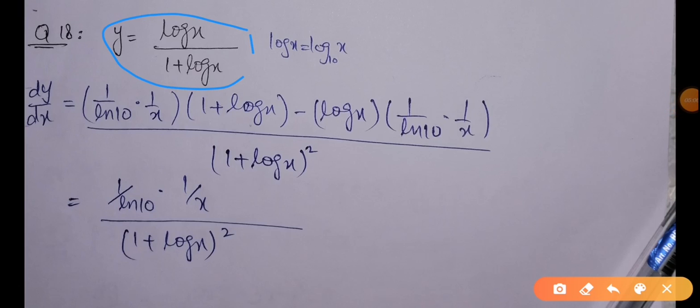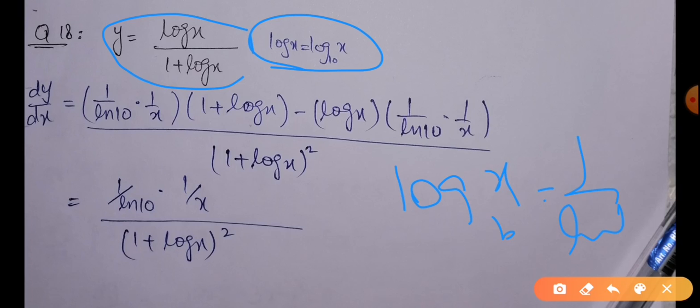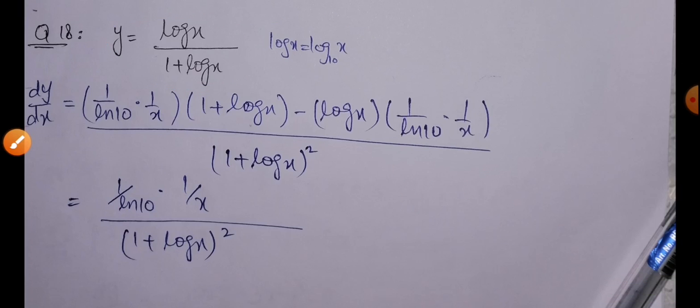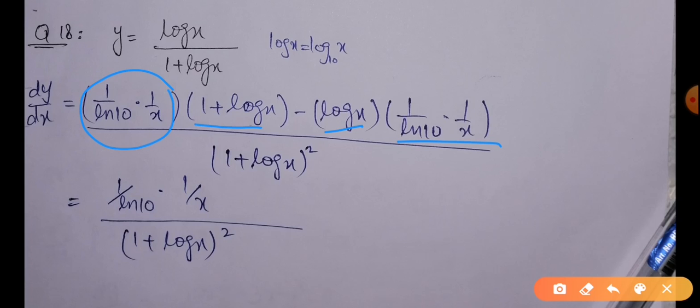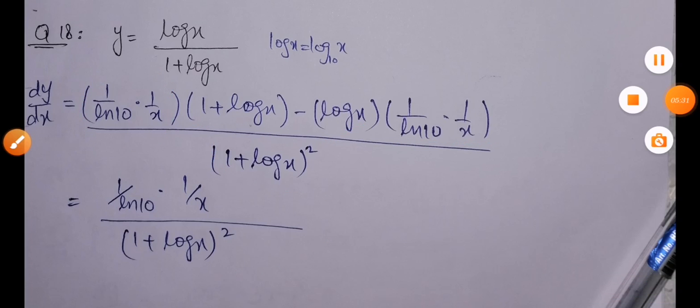We know that log of x means the base is 10. So here we will use the result that log of x with base b, its derivative was 1 over ln of b into 1 over x. So when we are going to find the derivative, we have to use the quotient rule. So derivative of the numerator, denominator as it is, minus numerator as it is, derivative of the denominator over square of the denominator, and here is the final result.